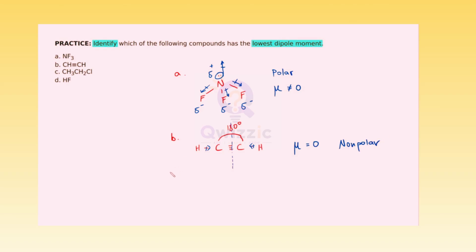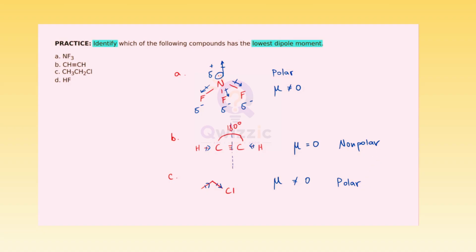Moving on to C, we have ethyl chloride. And since chlorine is more electronegative than carbon, there's an overall dipole moment moving towards chlorine, from carbon to chlorine. And due to the fact that chlorine is more electronegative than carbon, there is a net dipole moment. So the net dipole moment is not 0, and the structure is polar.